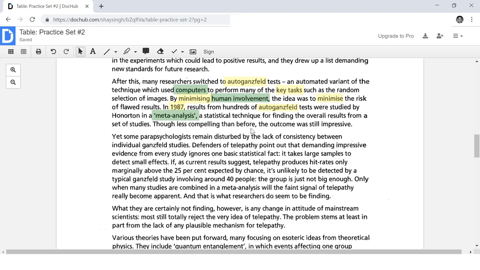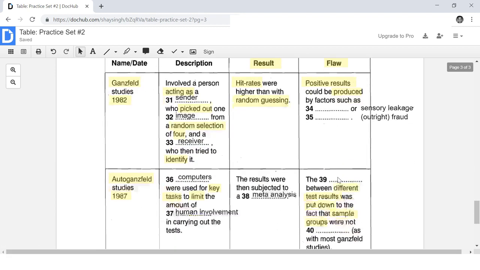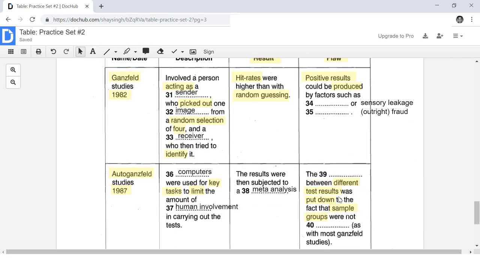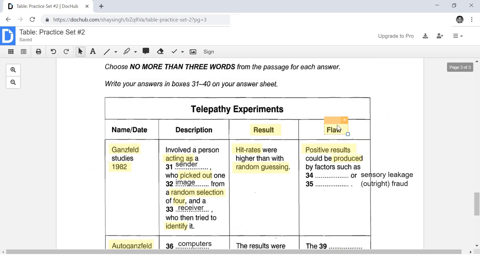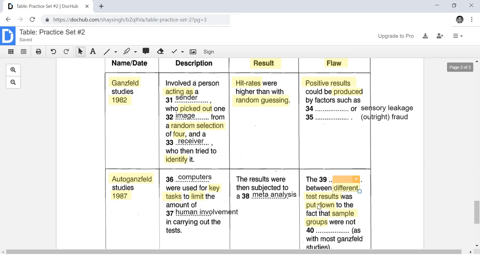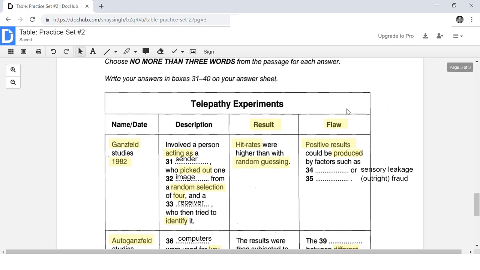Though less compelling than before, the outcome was still impressive. By the way, guys, I want to point something out. Remember that here, again, we are looking for a flaw. So before I start looking for these keywords, what should I do? I should first look for the main keyword, the overarching theme. What is the theme here? What is the classification? Well, the classification is that this is a flaw. So I'm looking now for a flaw in the second experiment. So I'm looking for the word flaw and I'm looking for other keywords related to flaw.